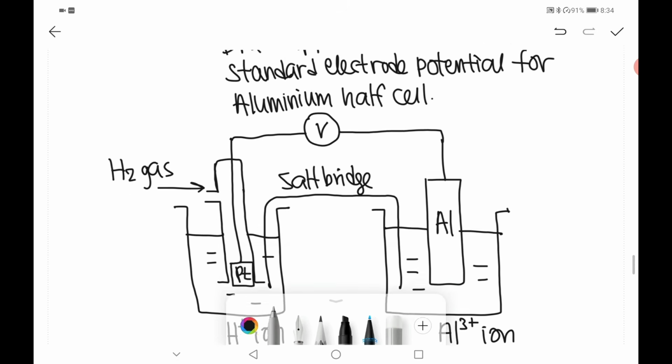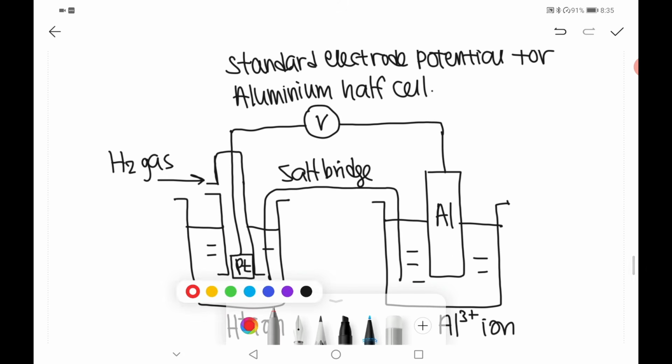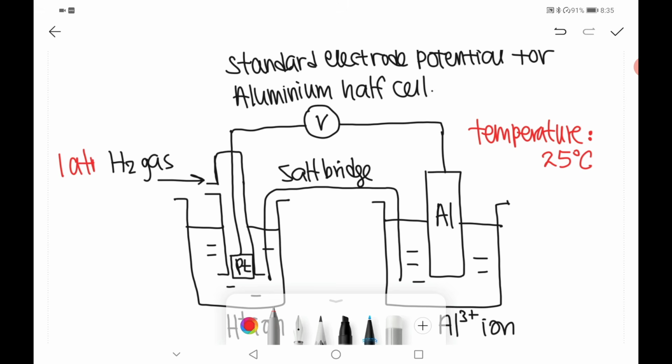And don't forget, because we want to measure standard electrode potential, you must put in your standard conditions. Standard conditions start with temperature. Write anywhere in the diagram: temperature, which must be carried out at 25 degrees Celsius. Standard pressure: pressure is applicable for gas. So when we have gas, we need standard pressure of 1 atm.